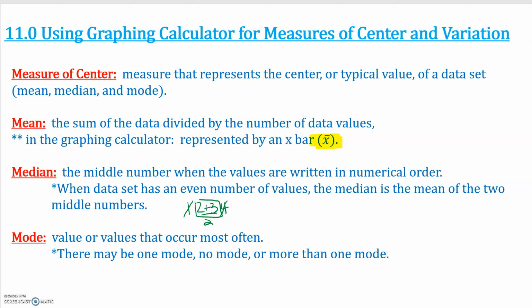Then we also have our mode. So our mode is the value or values that occur most often. There may be more than one mode, or no mode at all. So it just depends on if I have anything that repeats and how often it repeats.